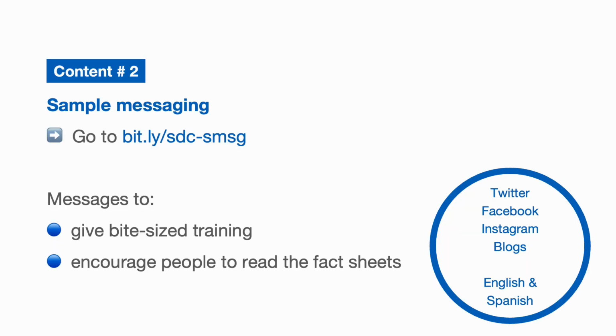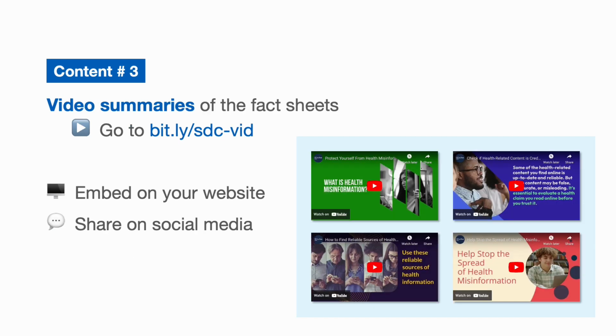Sample messaging is the second type of educational content. These short promotional messages give bite-sized training on health information literacy skills. They also encourage people to read the fact sheets. We provide sample messaging that you can copy and post on Twitter, Facebook, Instagram, and blogs. The messages are available in English and Spanish.